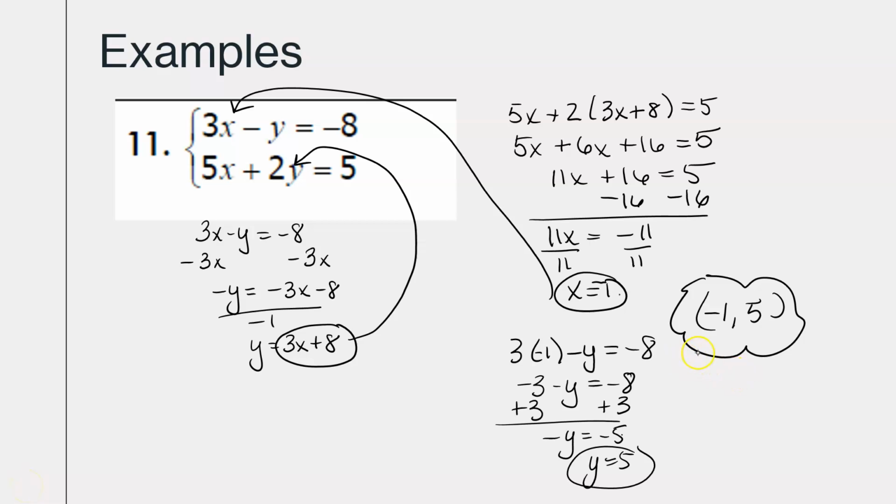Okay, the answer for this one is the ordered pair negative 1, 5. The only thing you have to be careful is right here. You can't leave that y negative. You got to divide by negative 1 to get what y is equal to. All right, that's it.